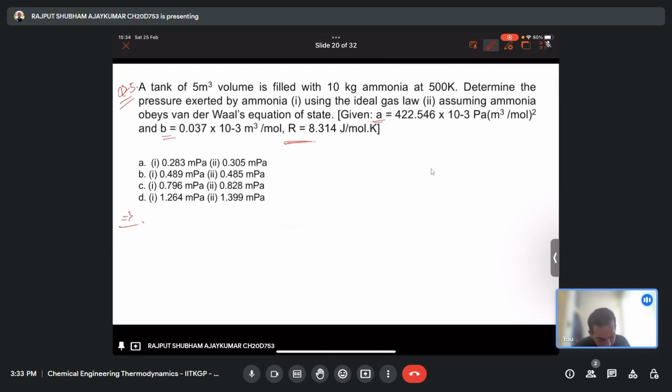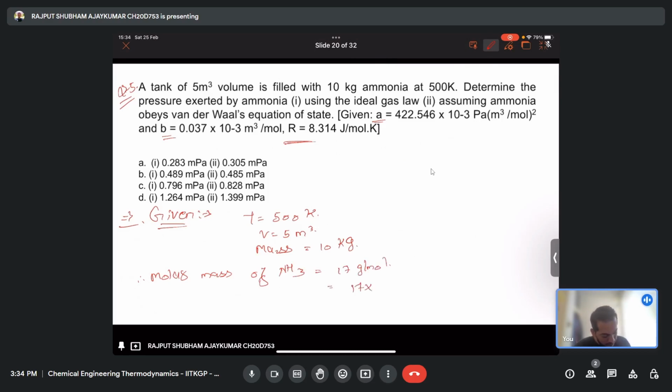Okay, so we try to solve it. First we'll write what is given. The temperature is given to us as 500 Kelvin. Volume is 5 meter cube. Mass is 10 kg. Okay, so what will be the molar mass of ammonia? We know that NH3 is 17 grams per mole. Or you can write it as 17 into 10 to the power minus 3 kg per mole.